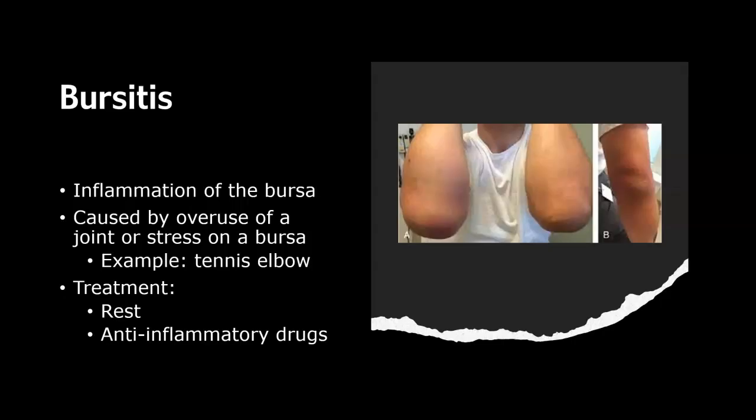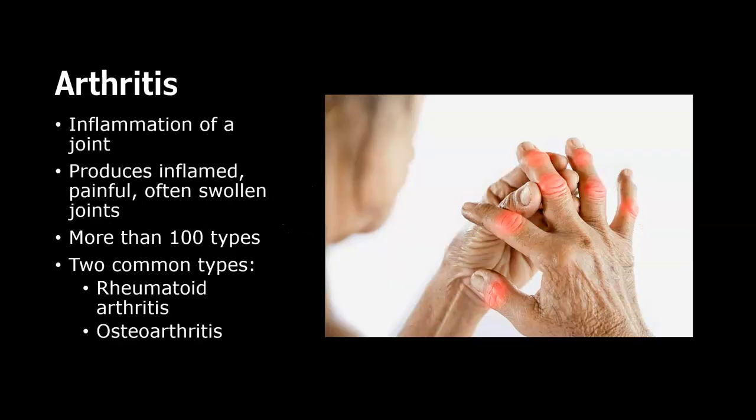Bursitis, this is going to be the inflammation of the bursa. This is going to be caused by overuse of the joint or stress on that bursa. An example of this would be things like tennis elbow. Treatment is, of course, always rest and elevation and taking anti-inflammatory drugs, things such as ibuprofen, Advil, those types, NSAIDs.